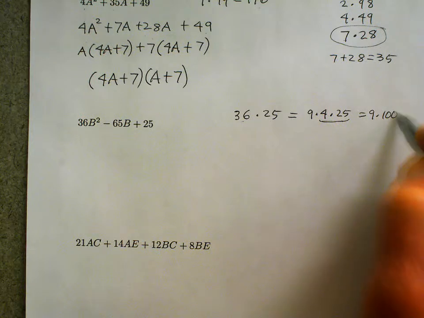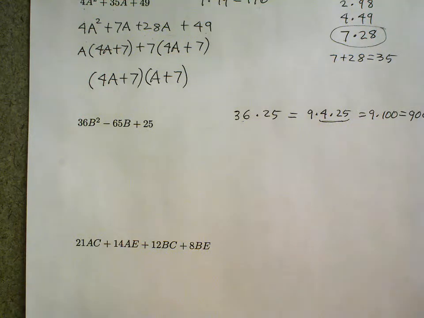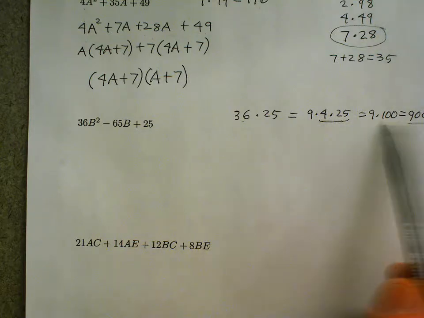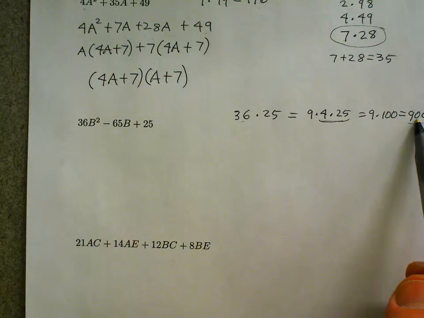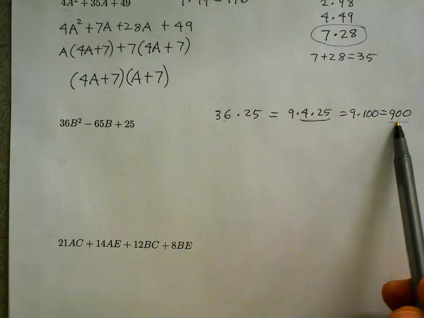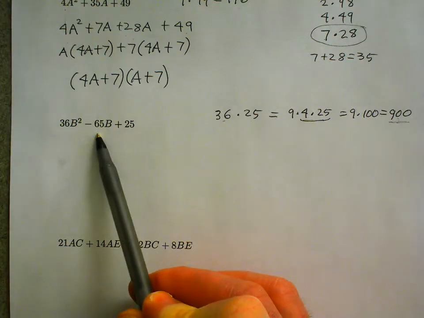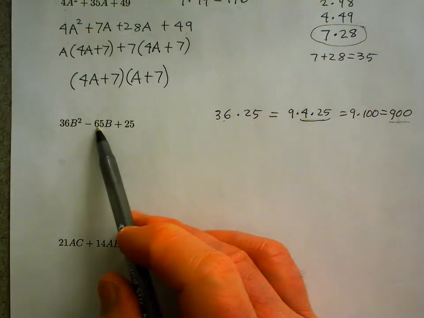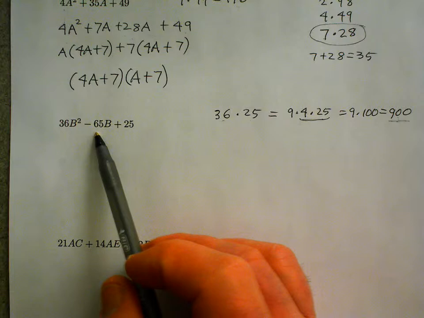times 100 is 900. So if you don't always want to reach for a calculator, you can learn how to break it down and do the arithmetic quicker than it takes to get a calculator. Okay, so we want to see if we can find two integers that have a product of 900 and a sum of negative 65. So both must be negative if the product is positive and the sum is negative.